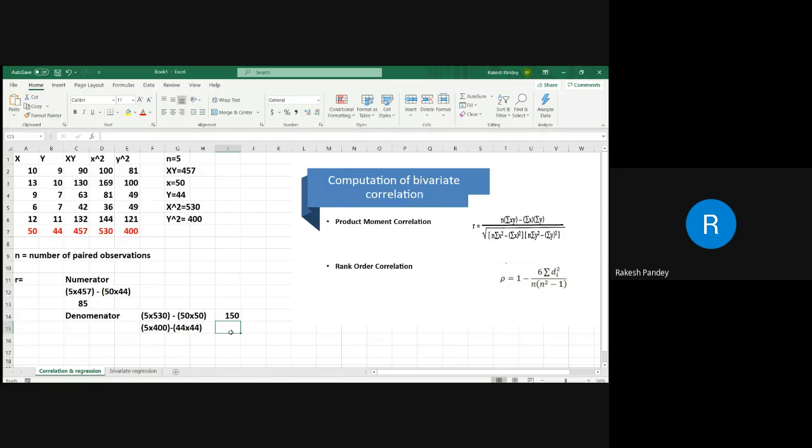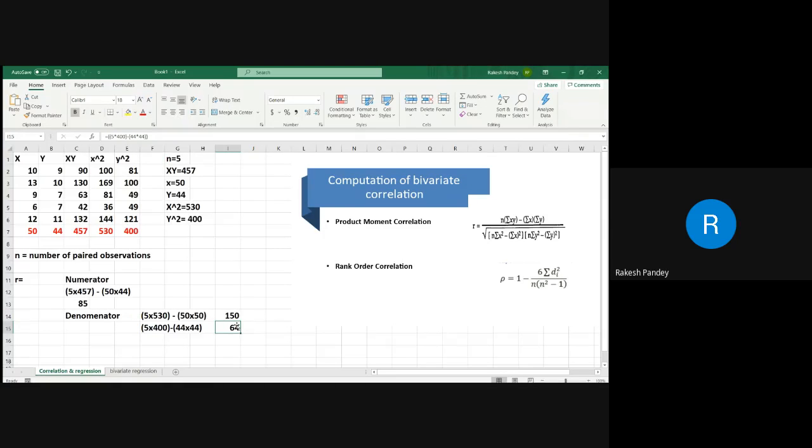Now let us do the computation of this. Put an equal sign, then double bracket, 5 into 400, and then minus 44 into 44, and then close the bracket. This is 64. Now you have the denominator. So the numerator is 85. For the denominator you have two values.